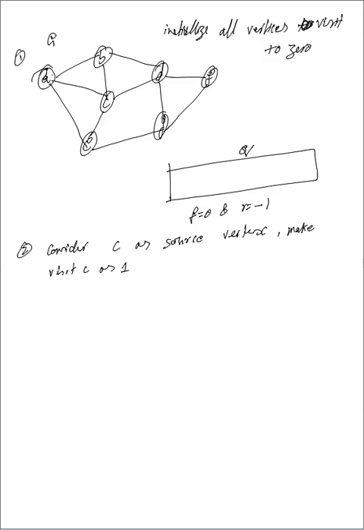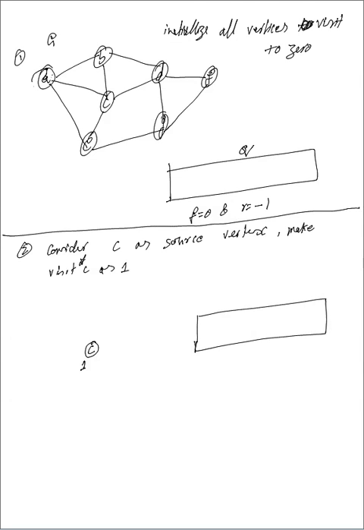Now, are you getting? Initialize all vertices visit to 0. That comes in the first step. In exam you have to write like that. Next, consider C as a source vertex. Make the visit of C as 1. Right? Now you consider C here, and visit will be 1. And you consider Q again here. In exam you have to write like that.